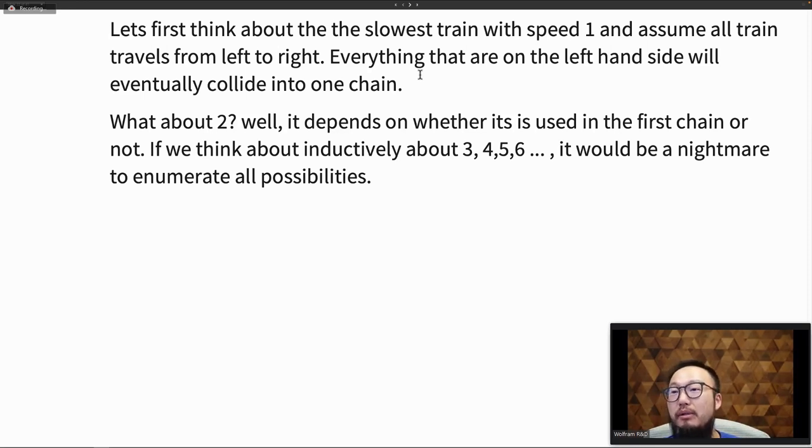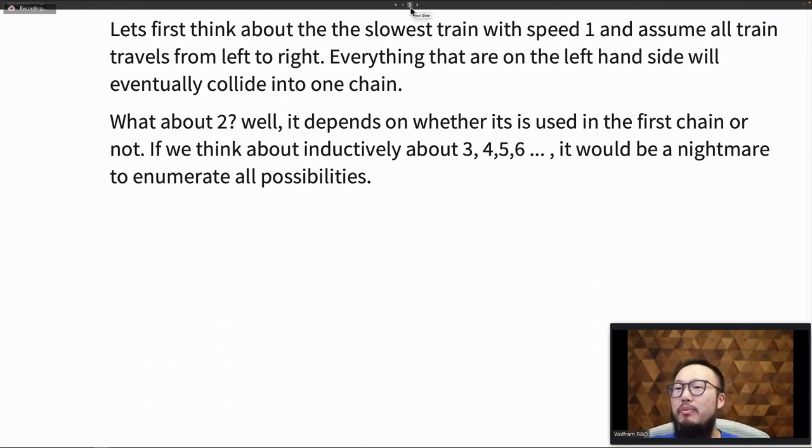And you have some leftovers. Eventually, they will catch up again with the leftovers, because the rightmost chain would be the slowest one at a speed of one. It's quite obvious. If one is on the right, eventually you have only one chain. That's the extreme case. But how can we extrapolate the extreme case to the leftovers, to more cases?